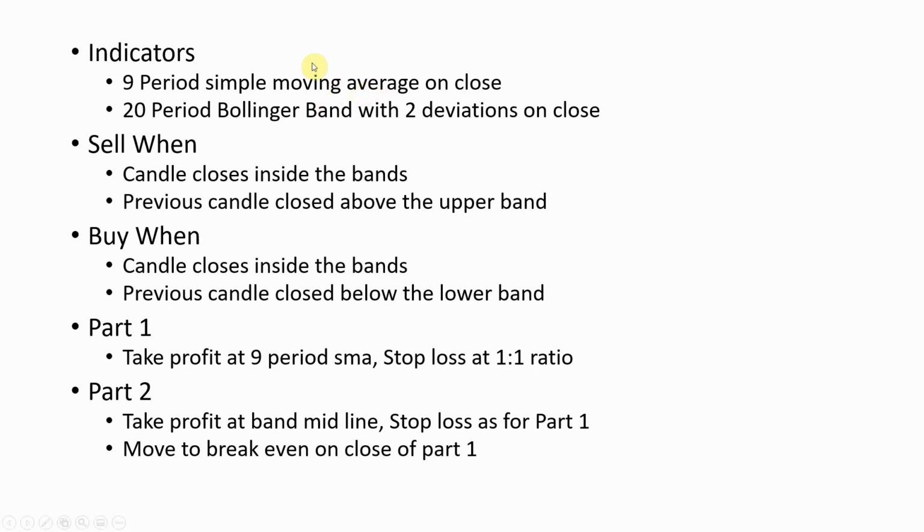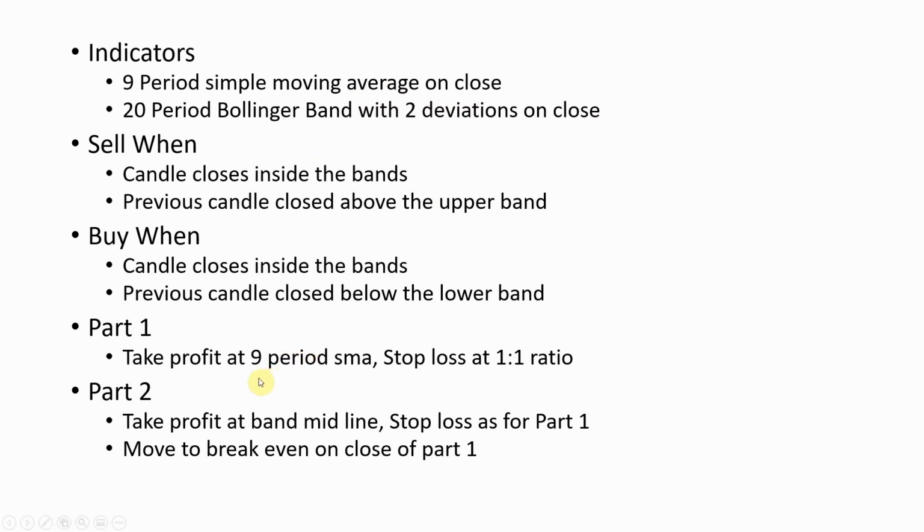But these are the rules that I've implemented based on this strategy. It uses two indicators: a 9-period simple moving average based on close, and a 20-period Bollinger Band with 2 deviations on the close price. The strategy will sell when the candle closes inside the bands and the previous candle has closed above the upper band. And the buy signal will be when the candle closes inside the bands and the previous candle closed below the lower band.